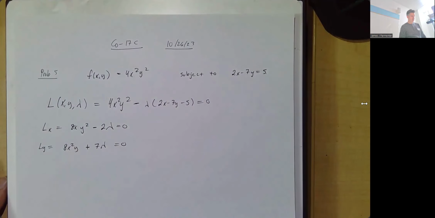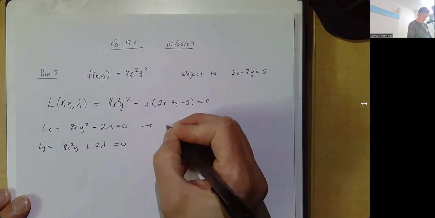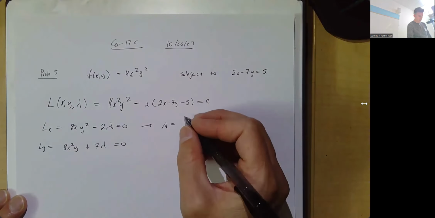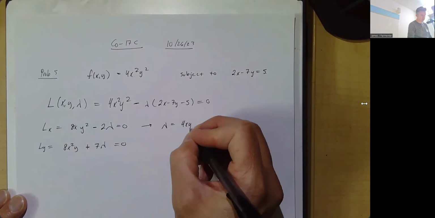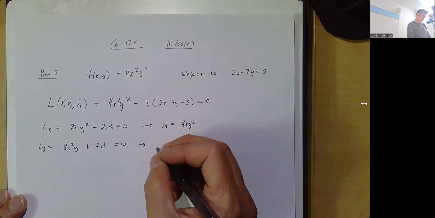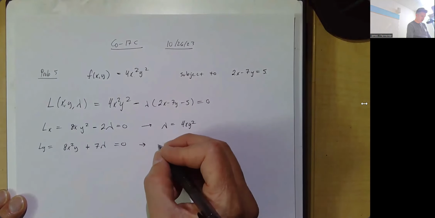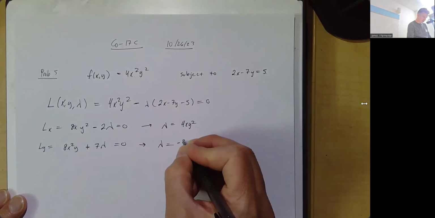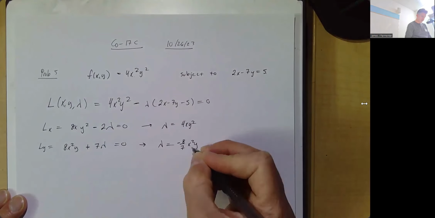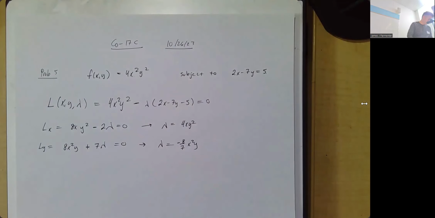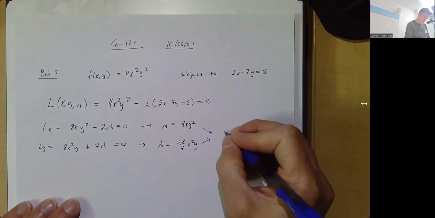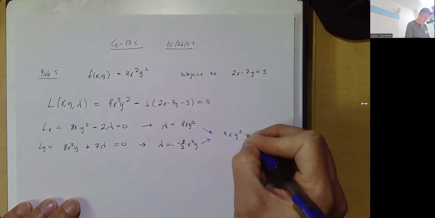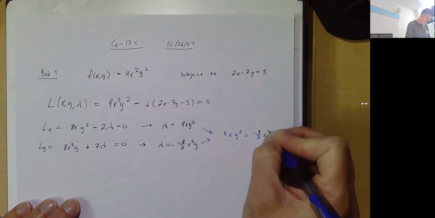So then solve each one for lambda as usual. Lambda is going to equal 8x y squared divided by 2. And over here, 7 lambda is going to equal negative 8x squared y, so lambda is going to equal negative 8/7 x squared y. We set them equal to each other. We're going to get 4x y squared equal to negative 8/7 x squared y.